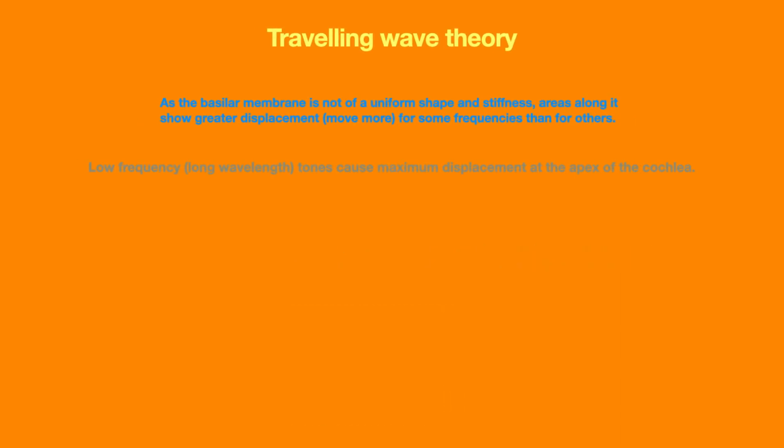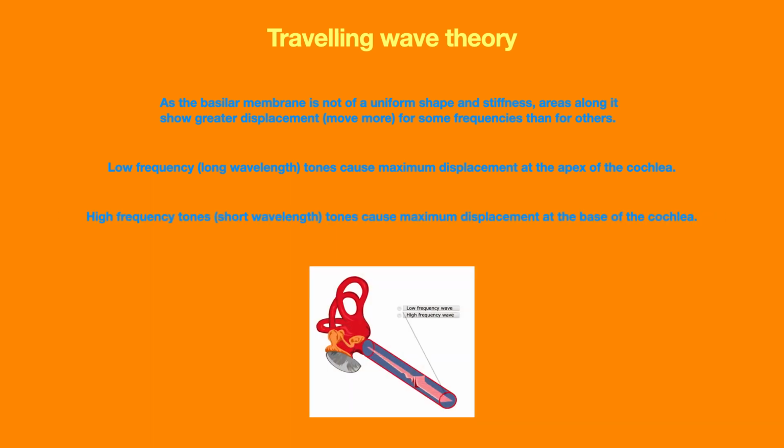As the basilar membrane is not of a uniform shape and stiffness, areas along it show greater displacement for some frequencies than for others. Low frequency or long wavelength tones cause maximum displacement at the apex of the cochlea. High frequency tones, which have a short wavelength, cause maximum displacement at the base of the cochlea.